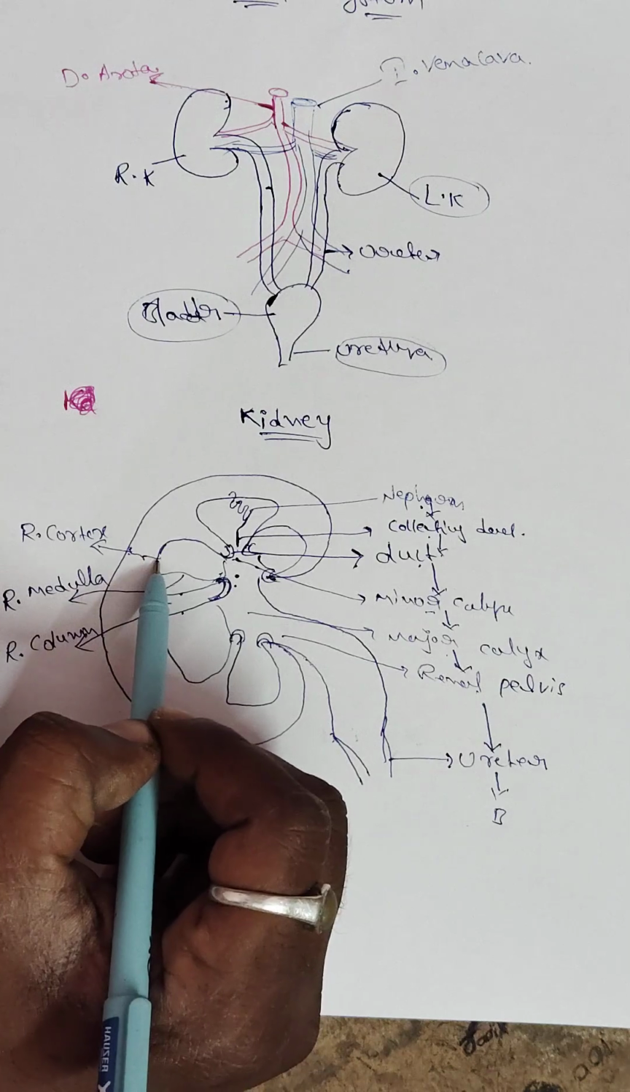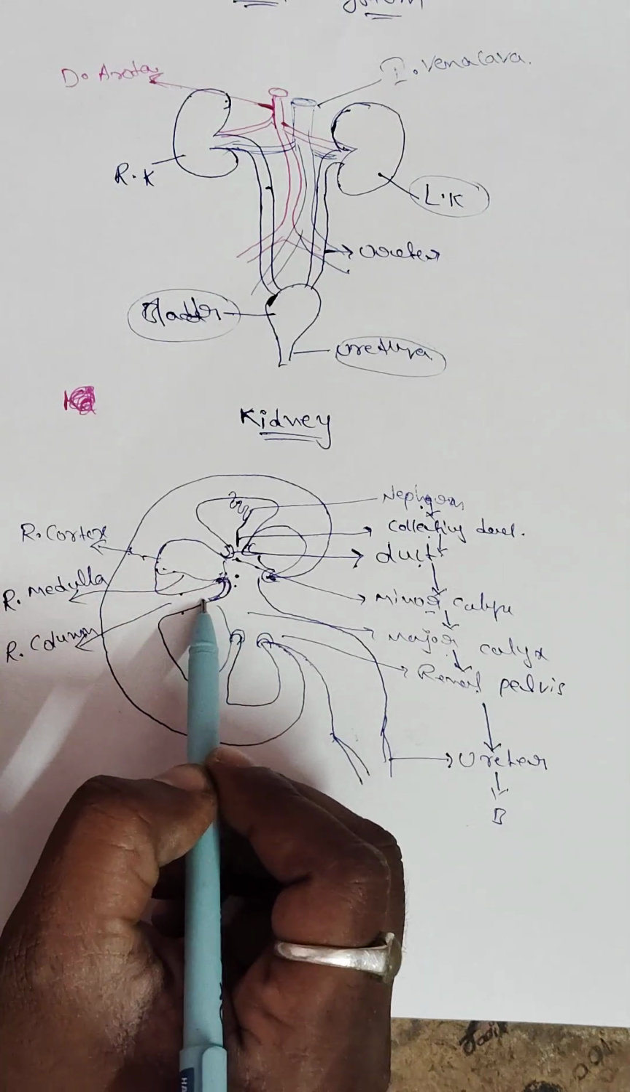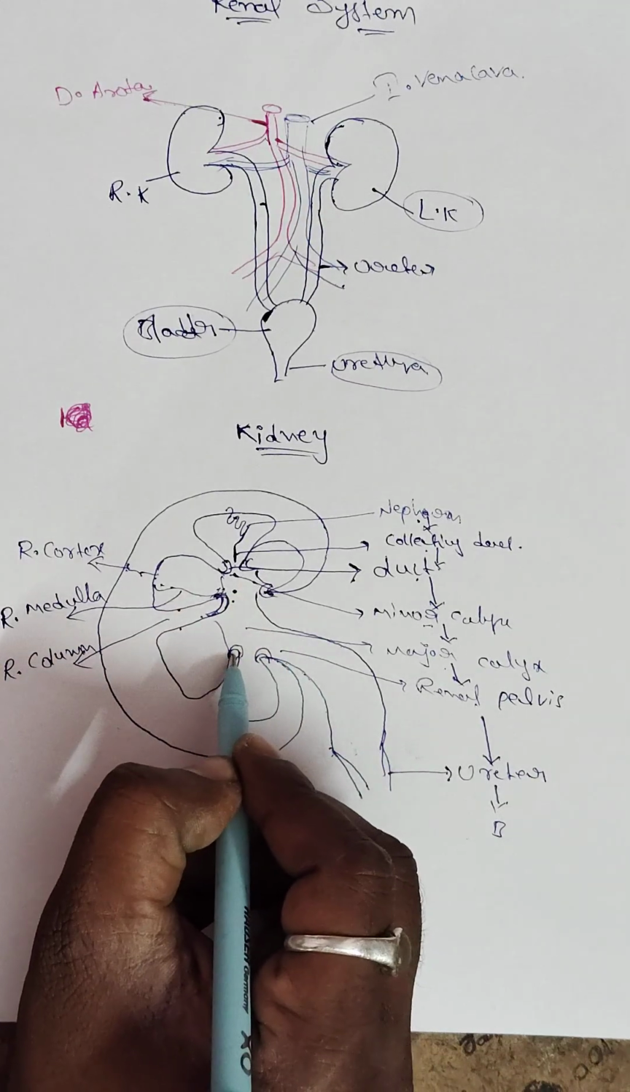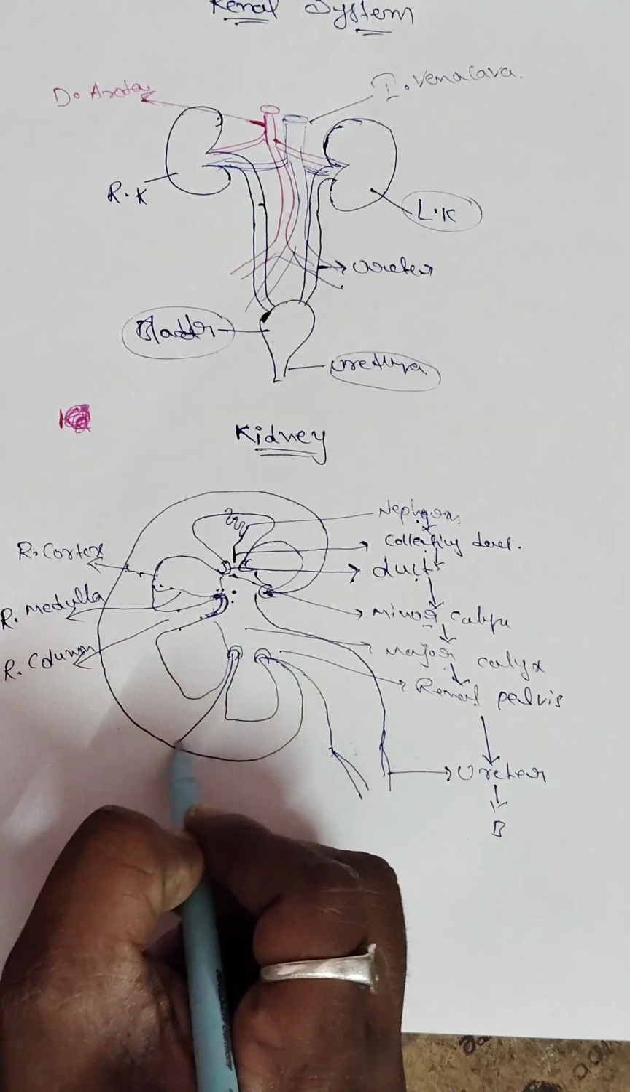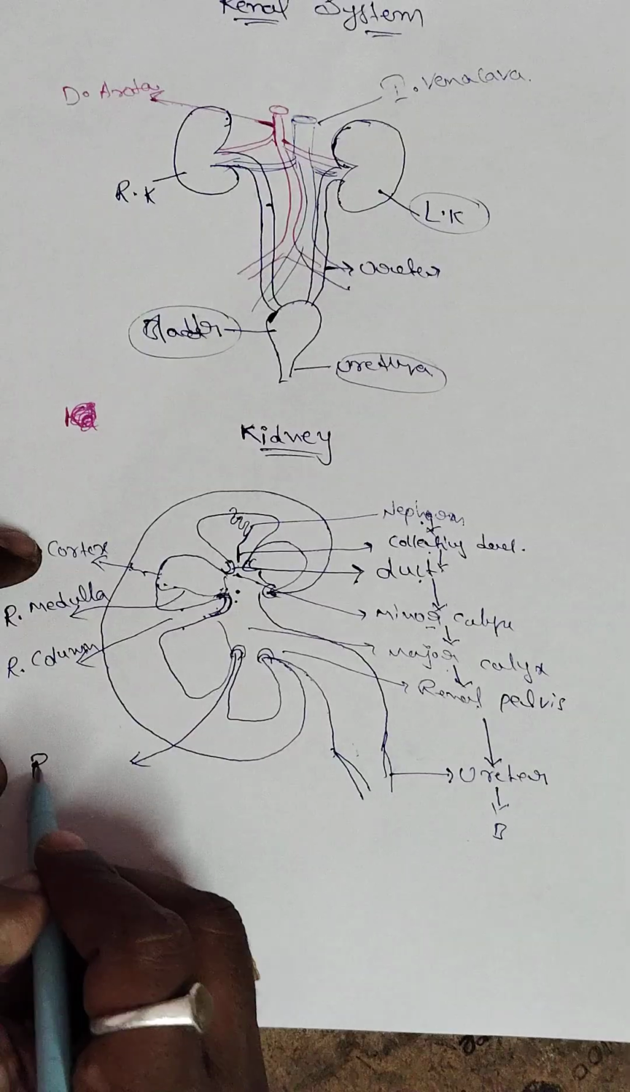From here to here is the renal cortex. This part is called the renal medulla. This column is called the renal columns. And the next one, here some gap occurs, this upper side gap. This gap is called the renal sinus.